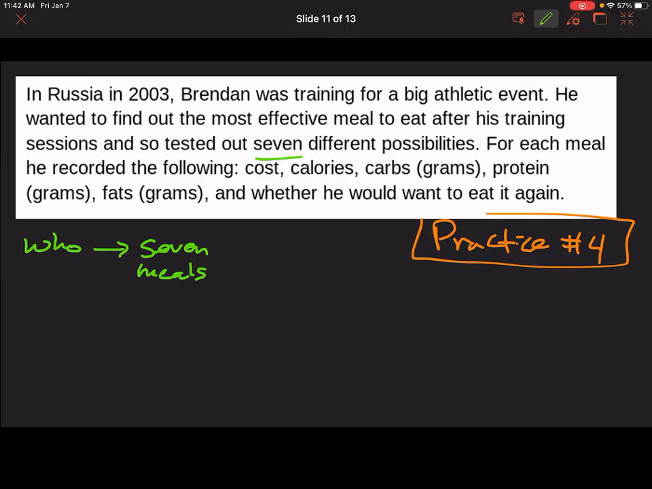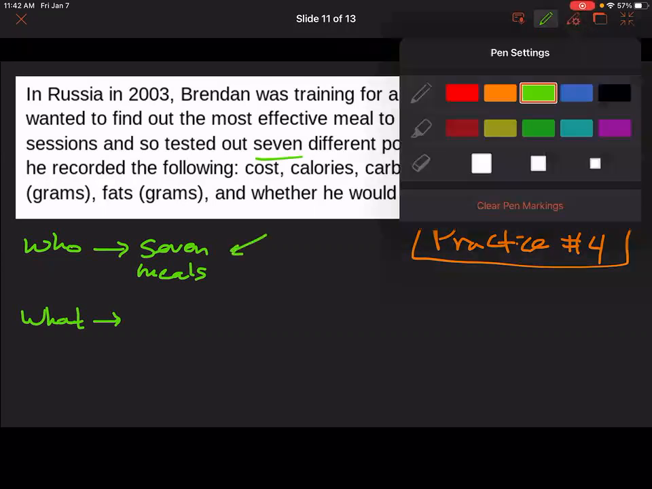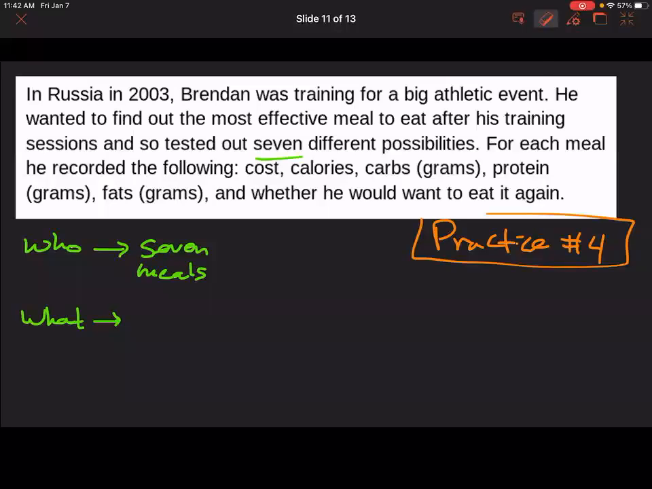Now let's move on to what. So what are the different pieces of information he's collecting on these seven meals? In other words, what are our variables? Well, it says cost, calories, carbs, protein, fat, and whether he wants to eat it again.